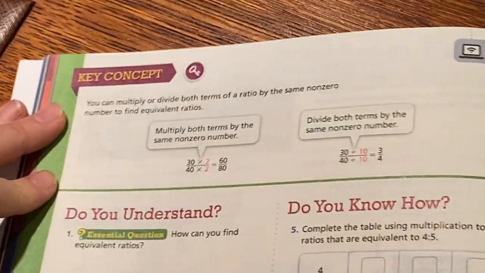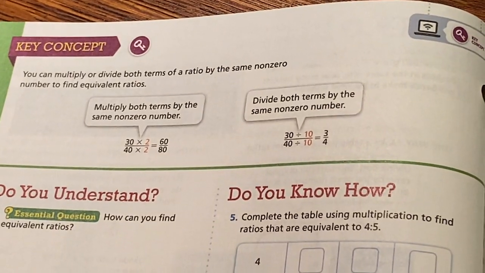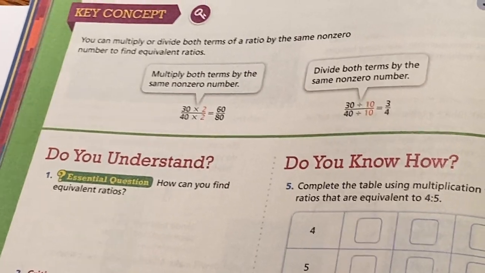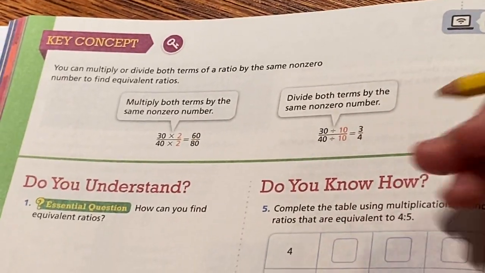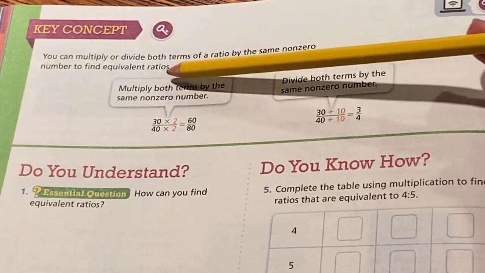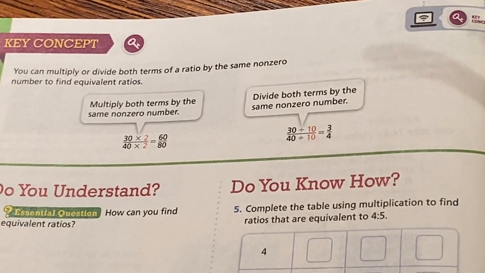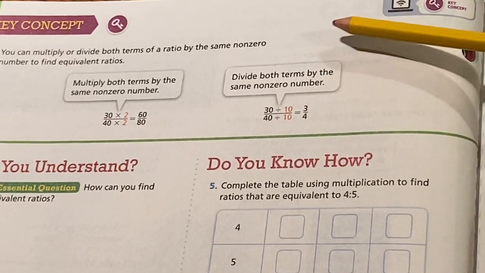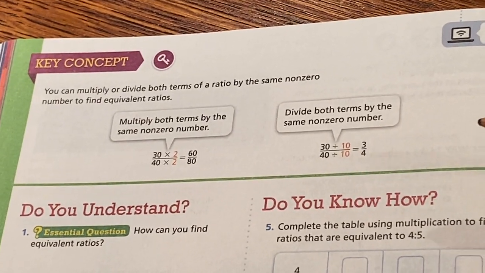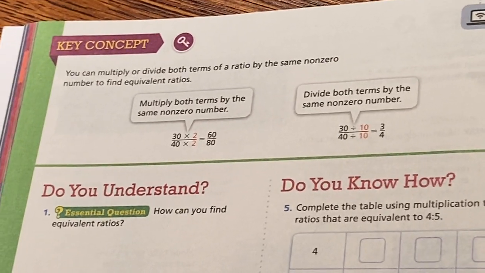Key concept. You can multiply or divide both terms of a ratio by the same non-zero number to find equivalent ratios. That's what we're really pounding away on this lesson. And they give you a couple of examples here. Multiply both terms by the same non-zero number, and you get an equivalent ratio. Same thing here. Divide both terms by the same non-zero number, and you will get an equivalent ratio. Again, it works exactly the same as fractions.